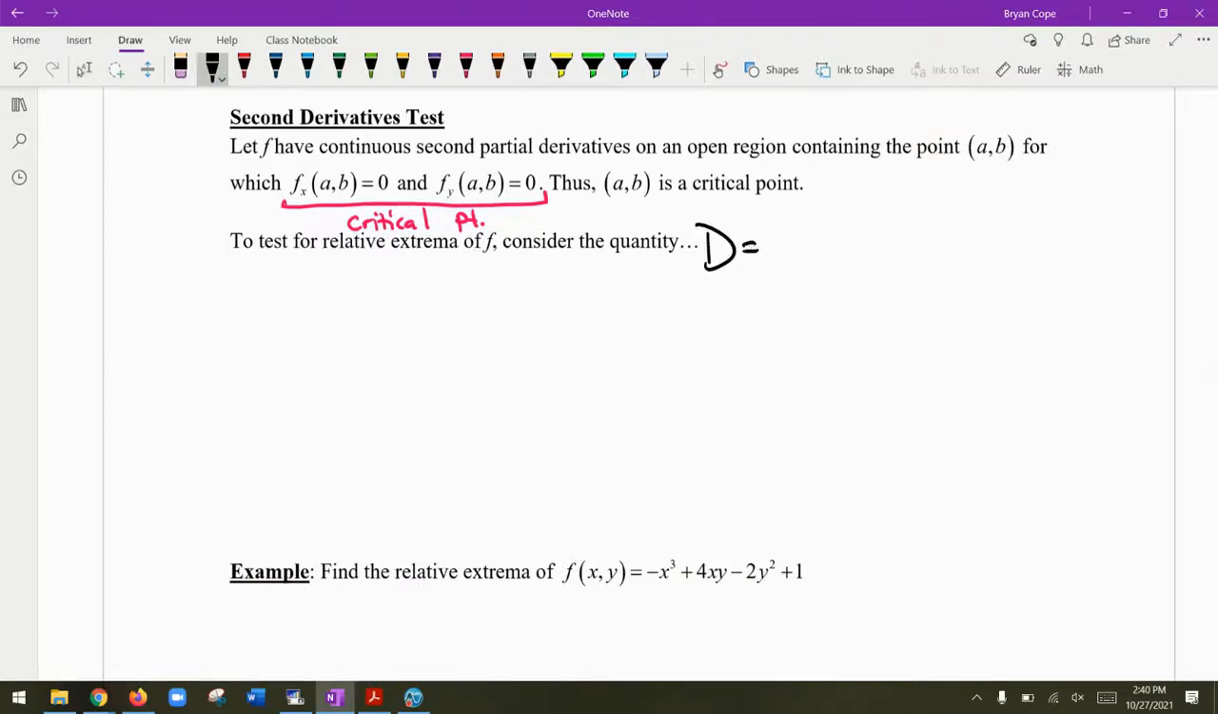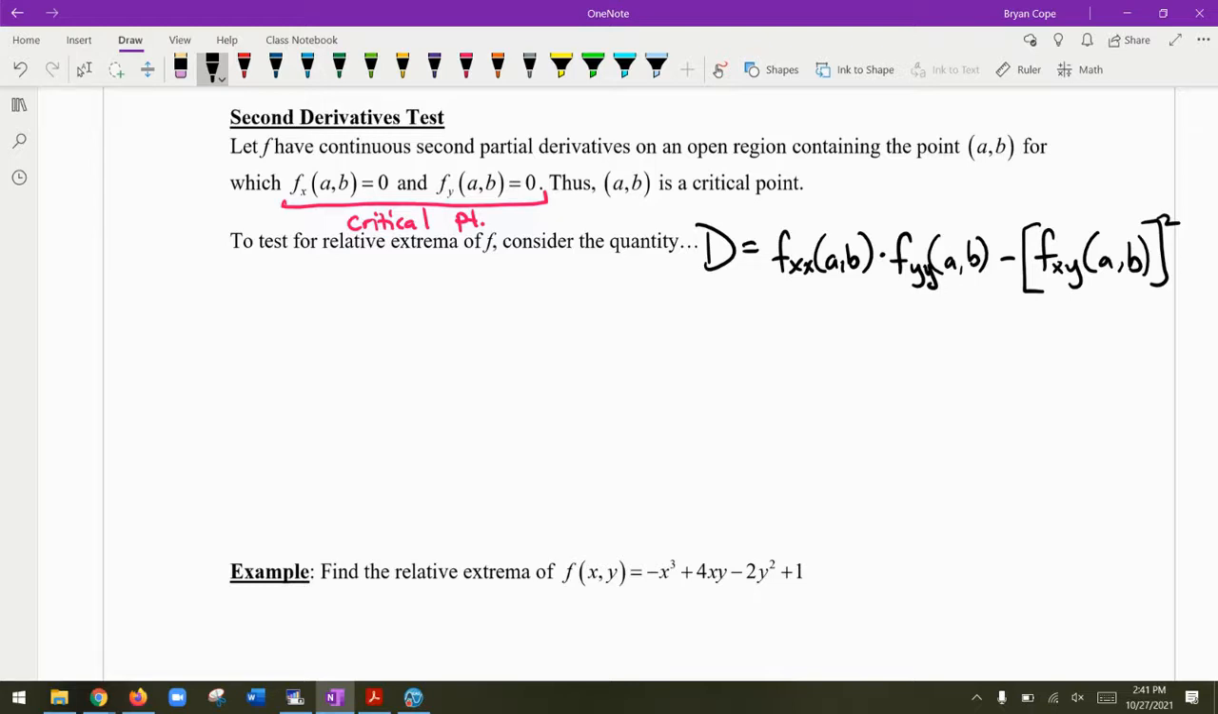It's commonly known as, well, at least our text just calls it capital D, and it's f sub xx at (a, b) times f sub yy at (a, b), minus f sub xy at (a, b) squared. There should be two y's there. I think I wrote that, my pen just didn't pick it up: f_xx, f_yy, f_xy.